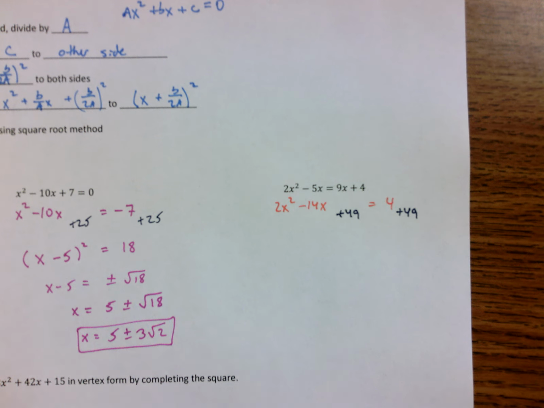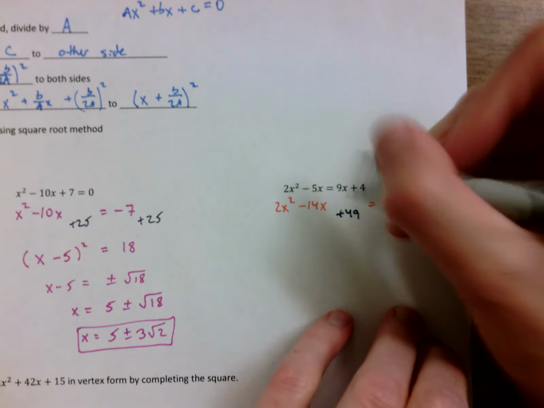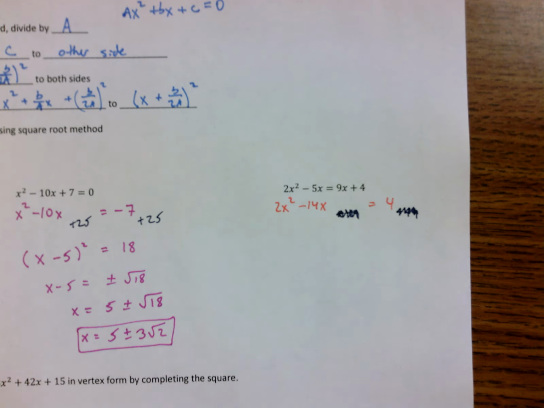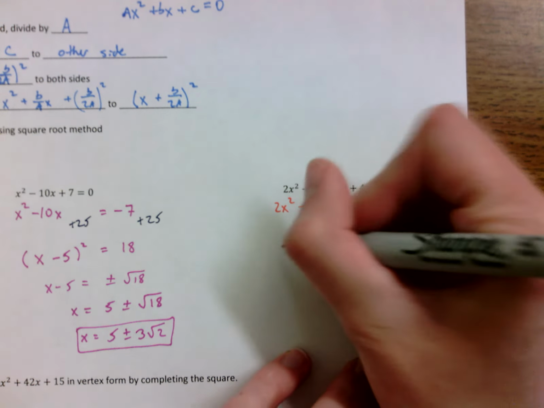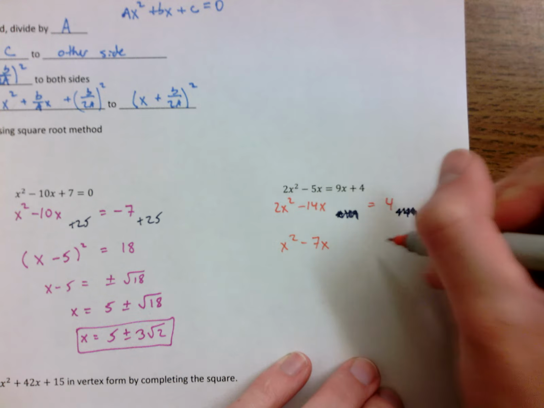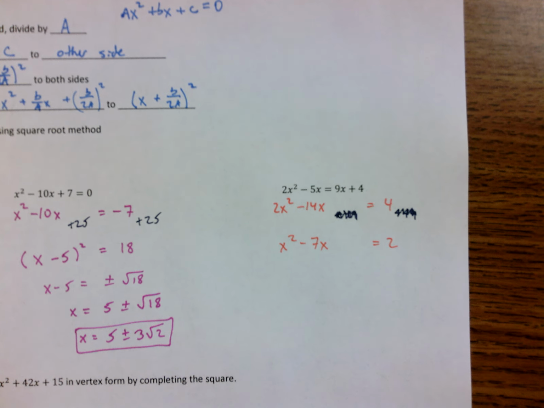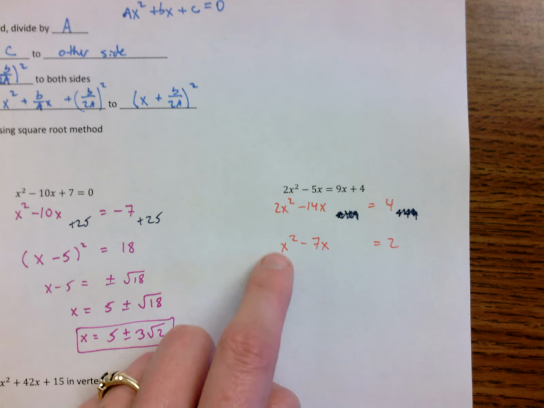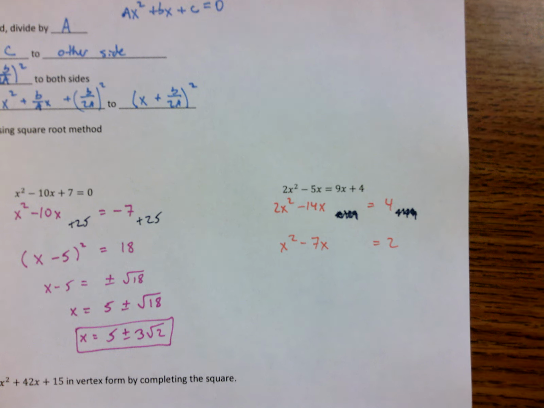Oh no, speaking of mistakes, I just made one. I skipped a step. Hang on. That's not what I want to do. I can't do this if it's got a 2x squared. I need to change this into a 1x squared. So my bad. What I'm actually going to do next is divide the whole thing by 2. So I'm going to make this x squared minus 7x equals 2. I forgot that step. Move c to the other side, but divide by that a if you need to get it to be a 1x squared. I apologize.